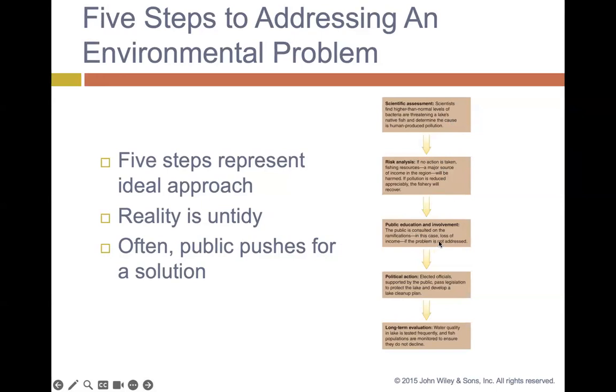We educate the public and involve them. And then we might take a political action where we will support an elected official, who will develop a plan that supports this process. Long-term evaluation is when, for example, the water quality is tested frequently to see if our hypothesis was correct.